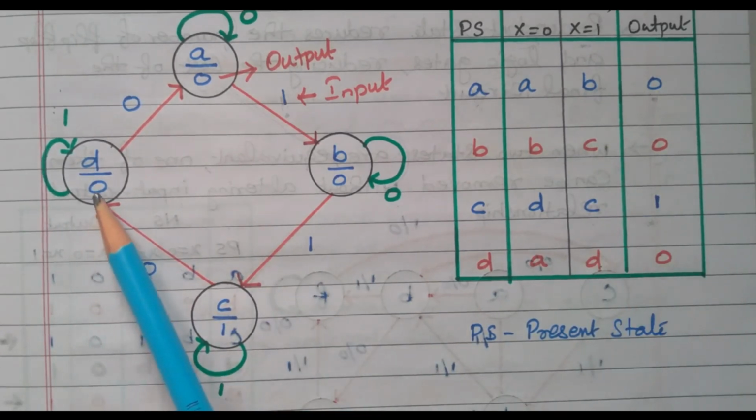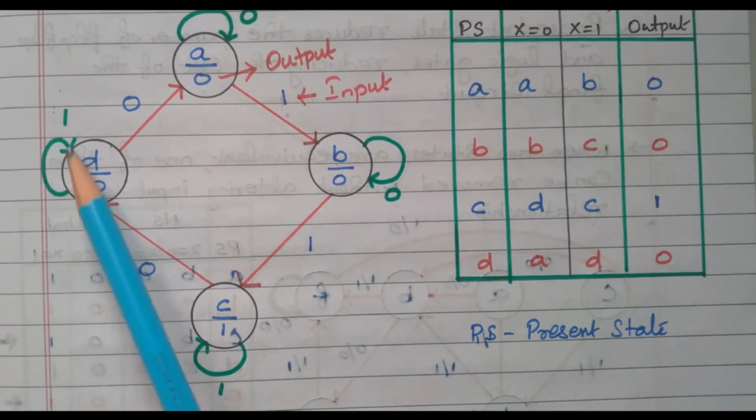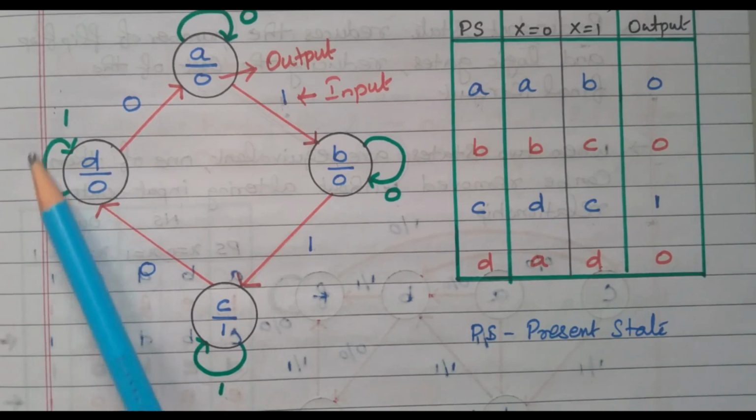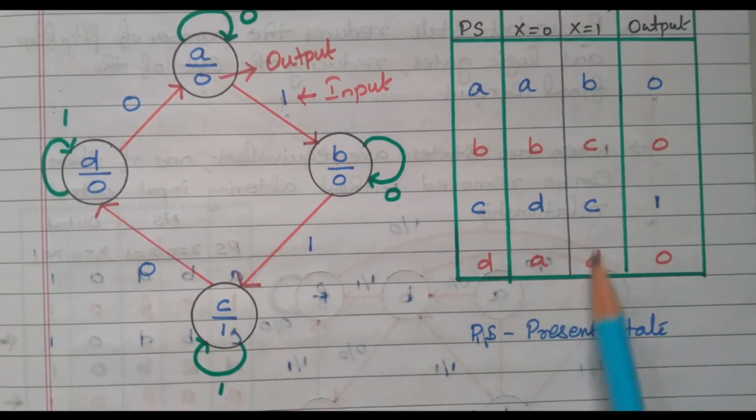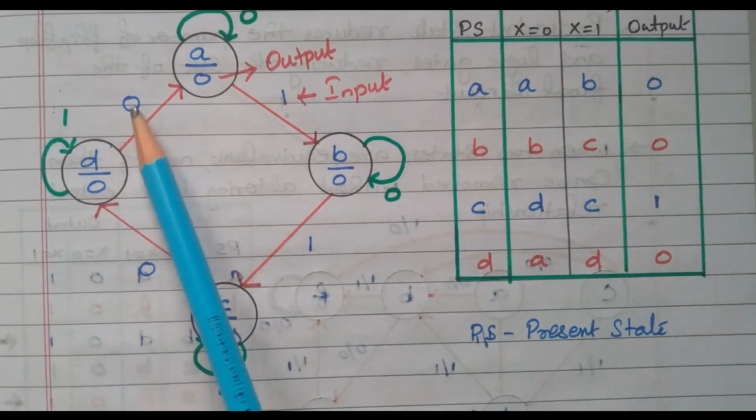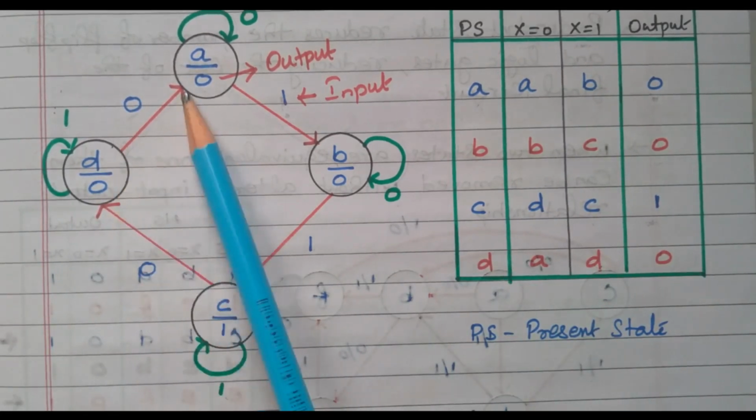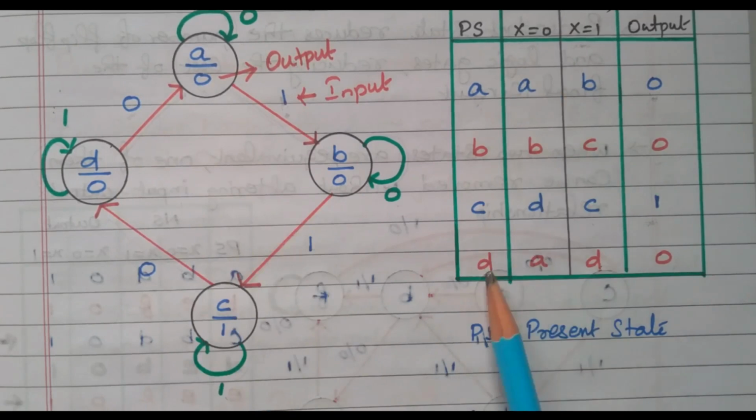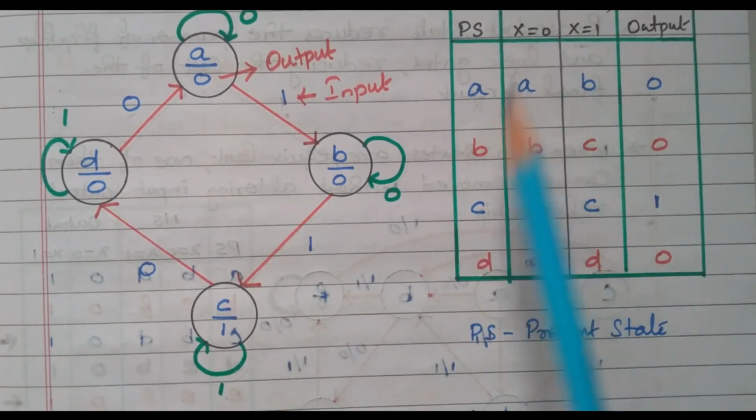We will go to the fourth state D. What will happen? If x equal to 1, D goes to D itself. See this, when x equal to 1, D goes to D itself. When x equal to 0, D goes to A. D goes to A when x equal to 0.